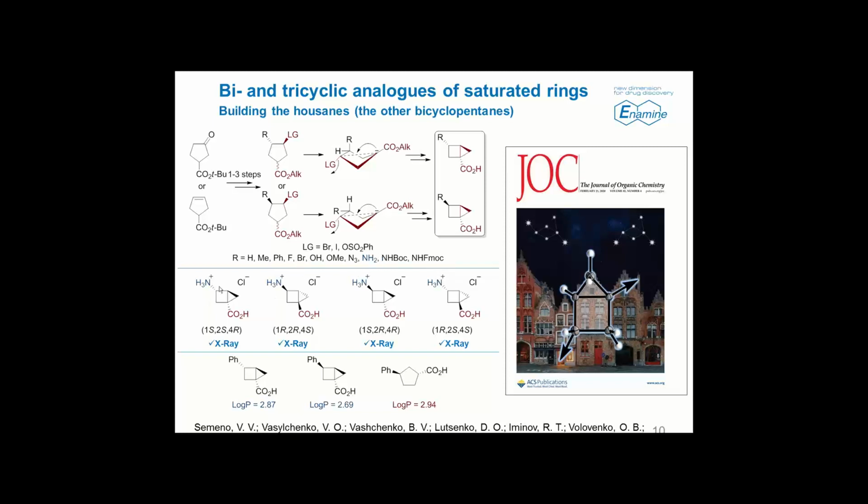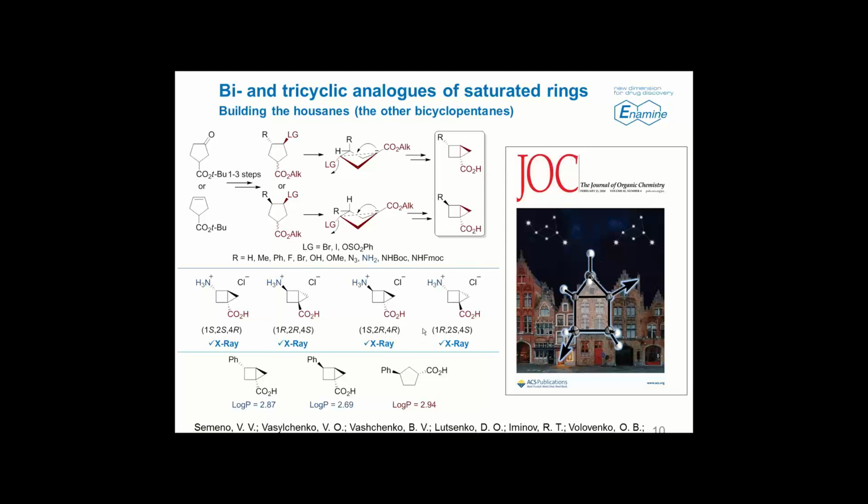We also obtained, for example, these amino acids, which were in fact even separated by chiral stationary phase HPLC. So these gamma-aminobutyric acid, GABA, analogs were obtained in optically pure form and characterized by X-ray structures.